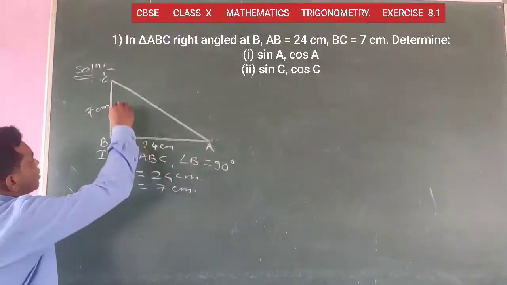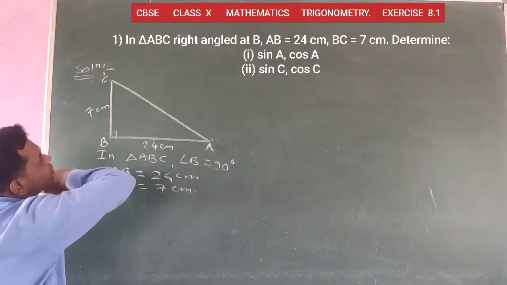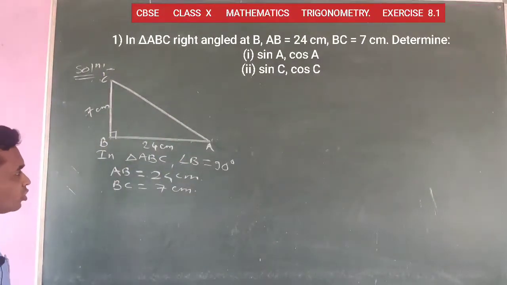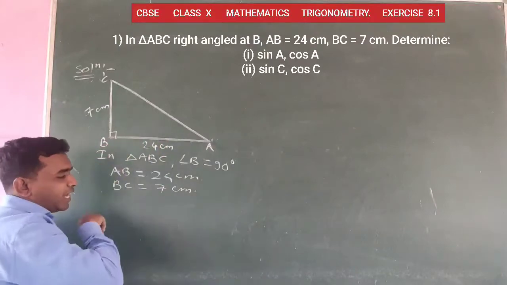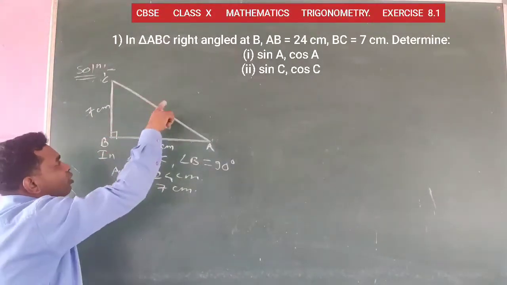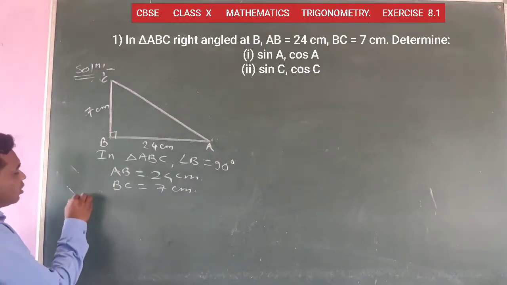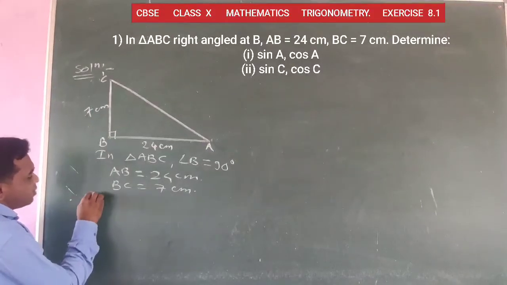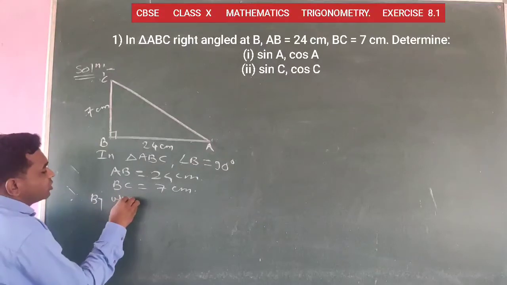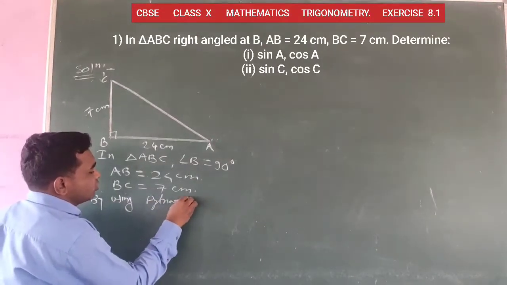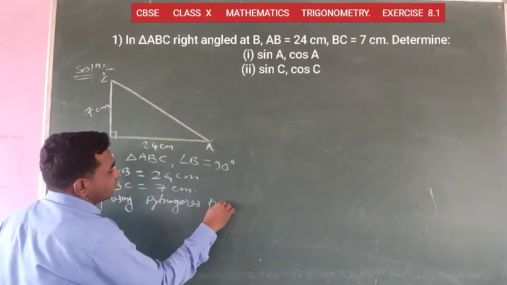Here AB is given and BC is given, but the value of AC is not present. Triangle ABC is a right angle triangle. To find the value of the third side, we use the Pythagoras theorem. So what is the next step? By using the Pythagoras theorem or statement.